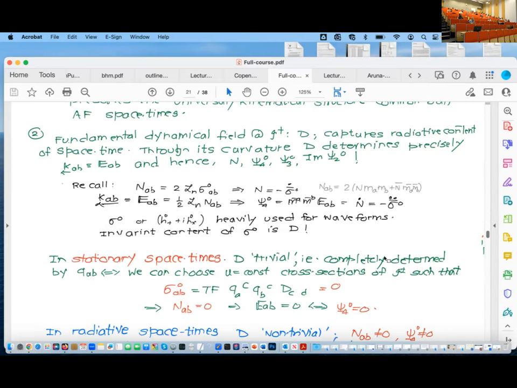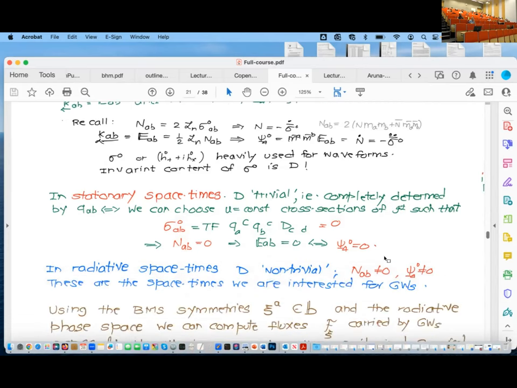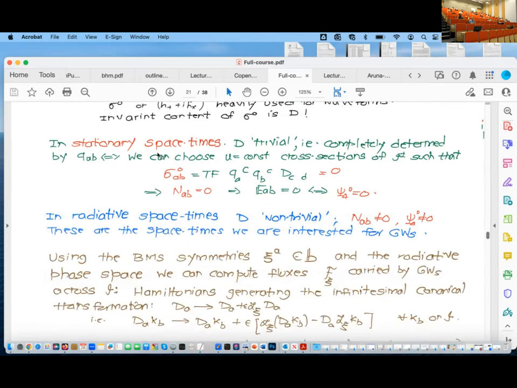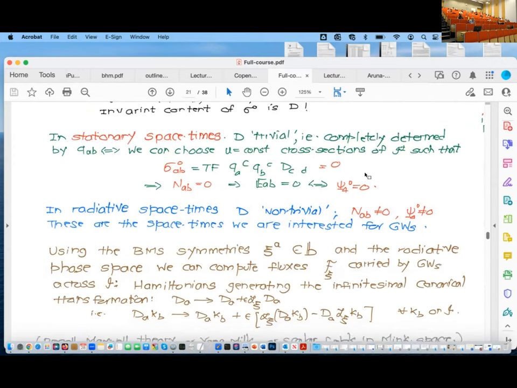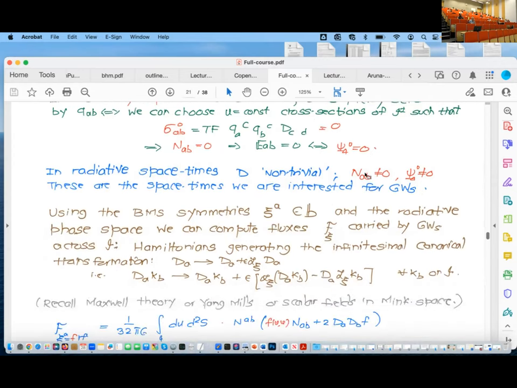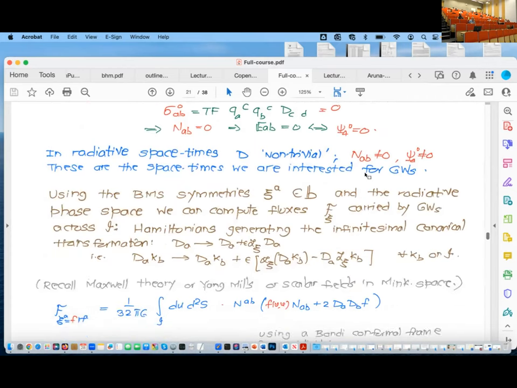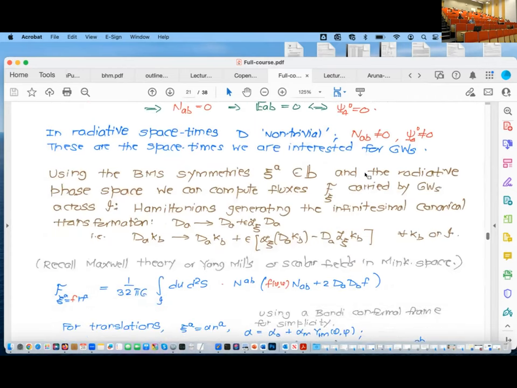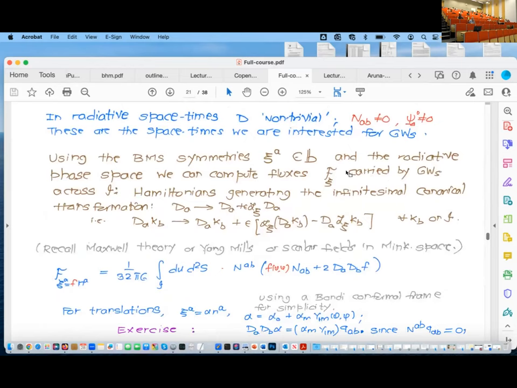So in stationary space-times, the derivative operator is trivial in the sense that it is completely determined by the metric q_AB. And so we can choose the u equal to constant cross sections, as I mentioned, so that sigma naught is identically equal to zero and psi 4 is equal to zero. But in radiative space-time, D is non-trivial and the news tensor is not zero, and psi 4 naught is not equal to zero.